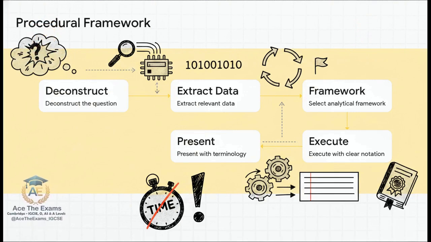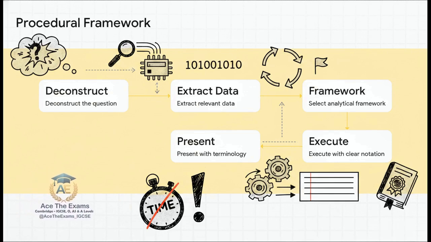We are going to use the Computer Science Success Blueprint. It's a 5-step combination. Step 1, deconstruct the question. What exactly is the command word asking? Is it asking you to state, describe, or evaluate? Step 2, extract the relevant data. Grab the exact binary values, the register details, and the specific operation requested. Step 3, select your analytical framework. Are we shifting left, shifting right? Are we tracking the carry flag? Step 4, execute with crystal clear notation. Write everything out. And step 5, present your final answer using correct Cambridge terminology.